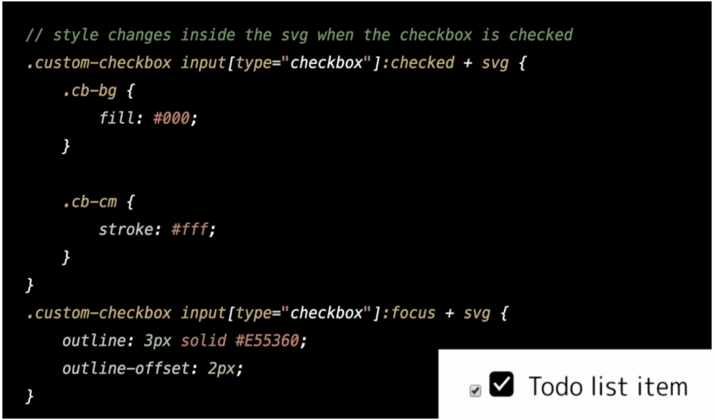We also don't want to forget our focus styles, so when the checkbox receives focus, we show an outline around the SVG checkbox. We're using the CSS sibling selector to apply the focus styles to the SVG when the checkbox is focused. Now, finally, we need to hide the native checkbox. And this is the most important part. Which hiding technique would you choose for hiding the checkbox?